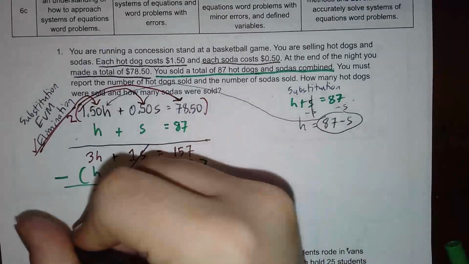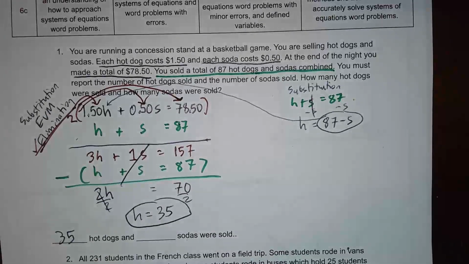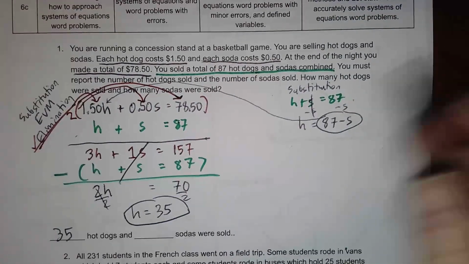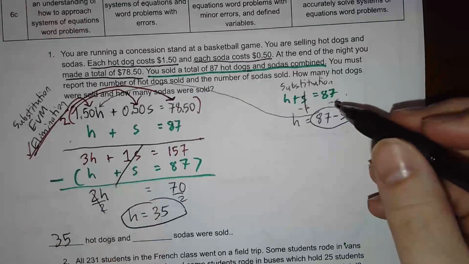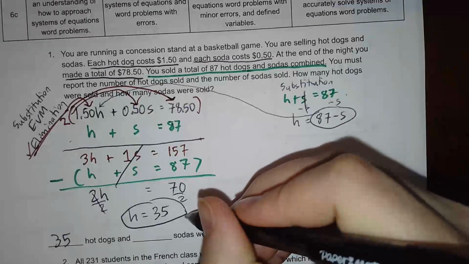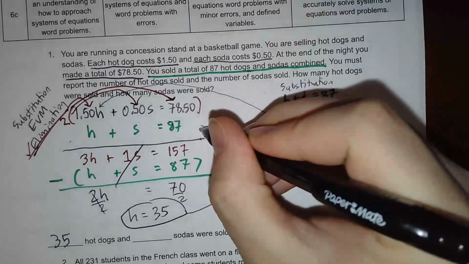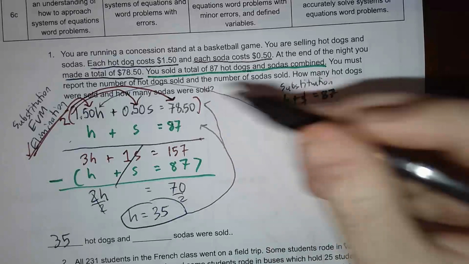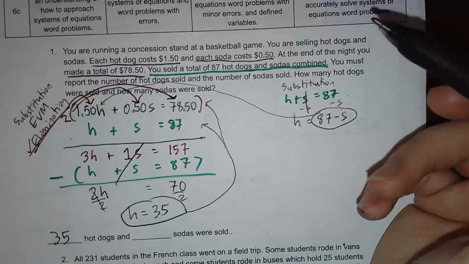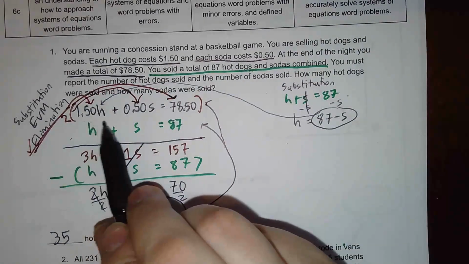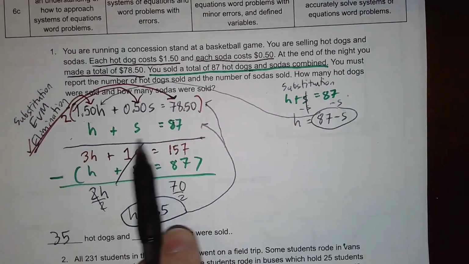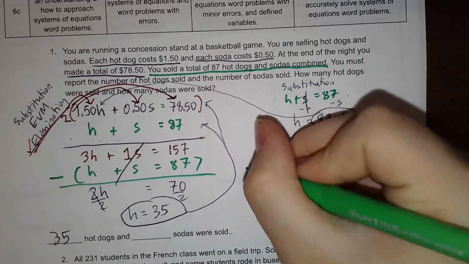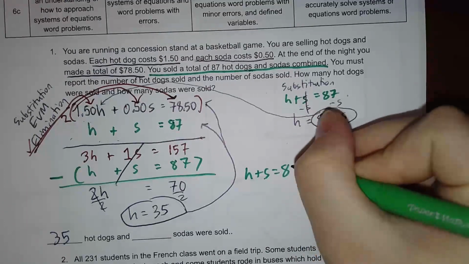Now, how wonderful, this means that we have sold 35 hot dogs. Now, how many sodas did we sell? If we sold 35 hot dogs, how many sodas did we sell? What I can do now is substitute this into either of these two equations. Now, which equation looks easier to you? The first equation, 1.50h plus 50 cents s equals 78.50, or the second equation where it's just h plus s equals 87. If you said h plus s equals 87, I think that you're making the right choice.